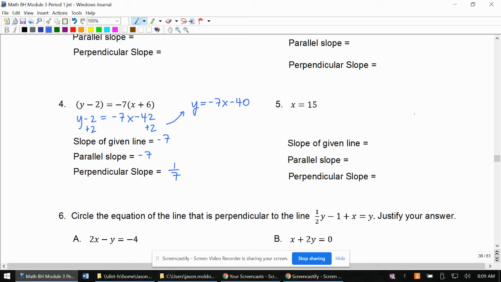Number 5, we have x equals 15. We might need to visualize this or sketch this. Here's my little mini graph. And x equals 15. First thing I want to think about, is this a vertical or horizontal line? X equals 15 means we're going to be at 15 on the x-axis, but we are going to draw a vertical line. Vertical lines have an undefined slope. That means that parallel lines have an undefined slope as well.